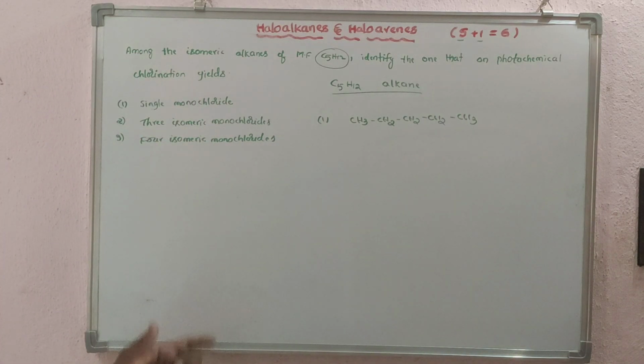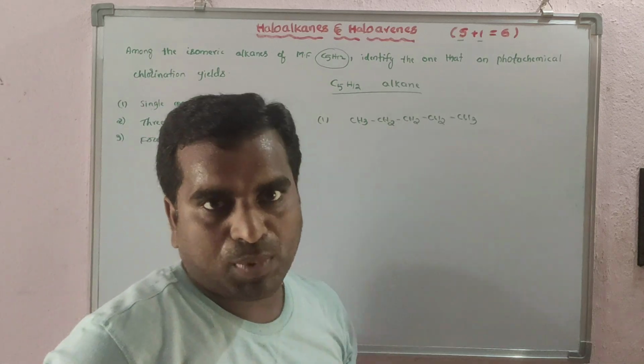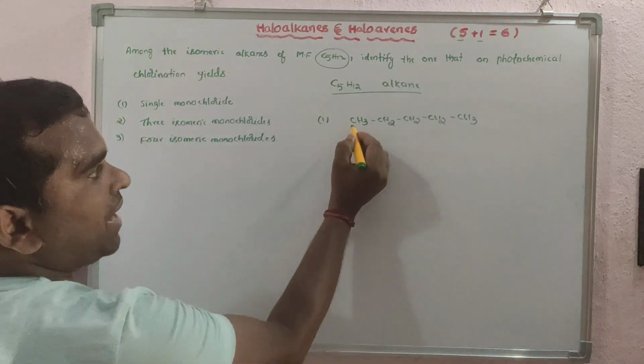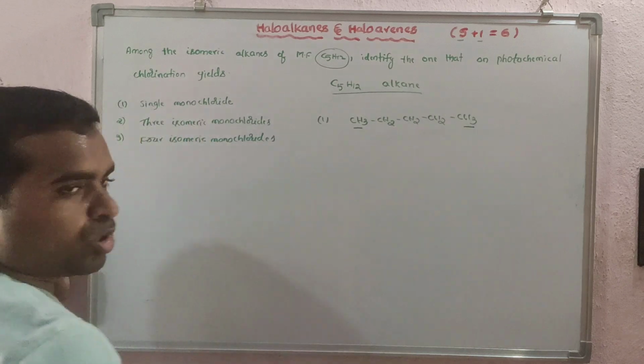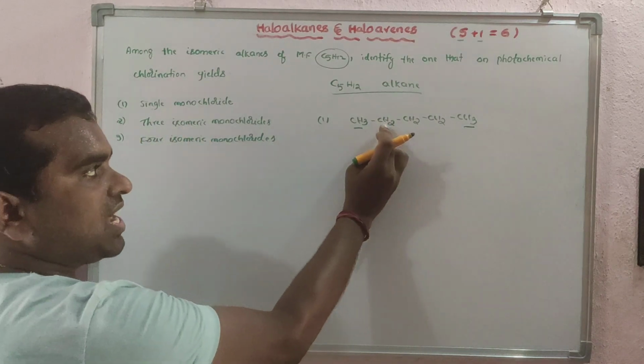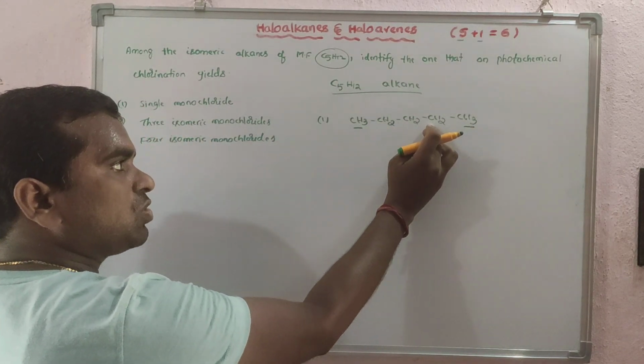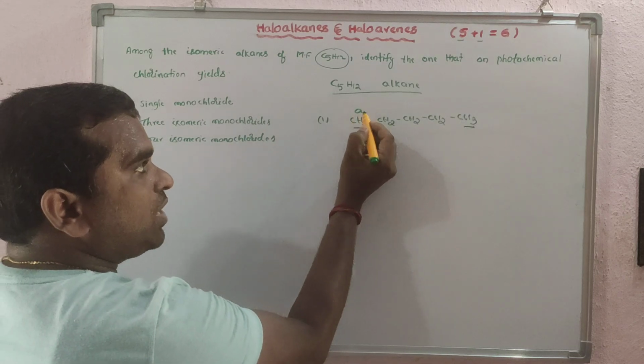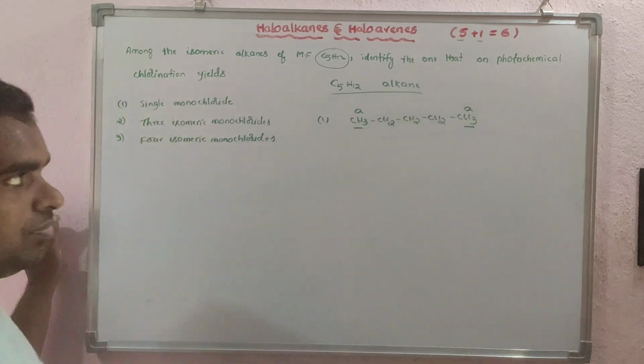Now, how many types of hydrogen atoms are present in this compound? See, here CH3 and this CH3 both are same. Why? Because this CH3 is attached to CH2 and this CH3 is also attached to CH2. So that's why these hydrogens are the same type.